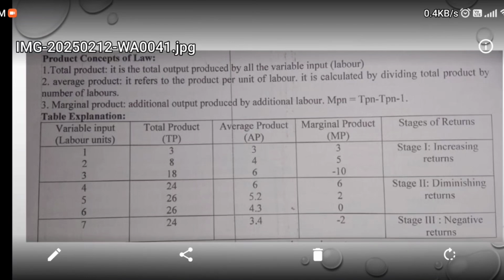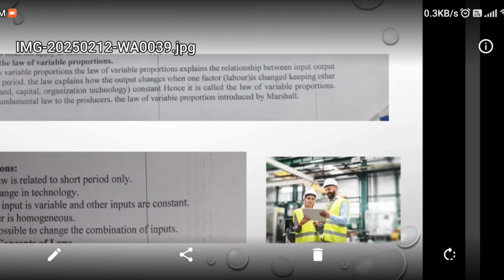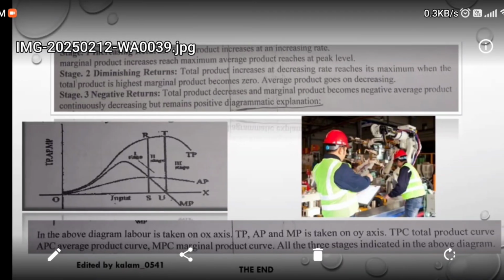So in this stage, there are three types of returns: increasing returns, diminishing returns, and negative returns. In the increasing returns, what changes are happening in the table? Look once again at the table. Here, total product is increasing at an increasing rate. Marginal product increases and reaches the maximum. Average product reaches the peak level, the highest level. This is the first stage.